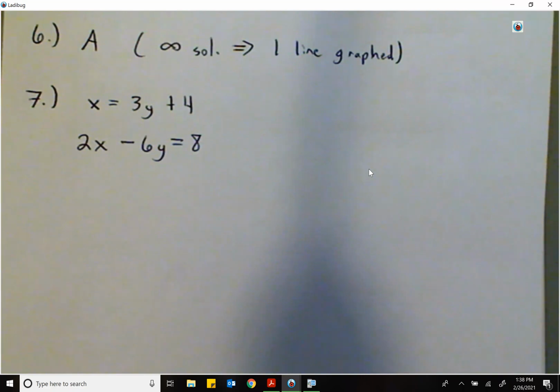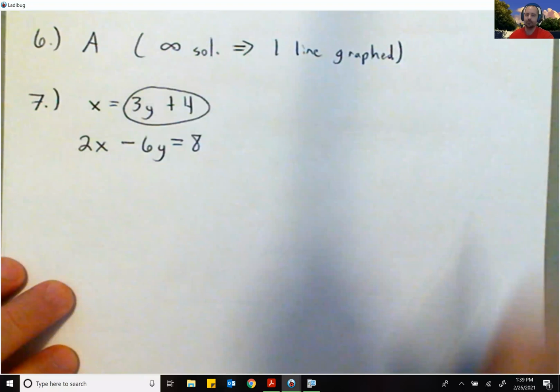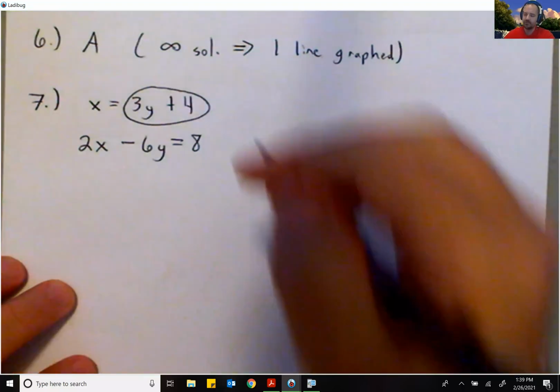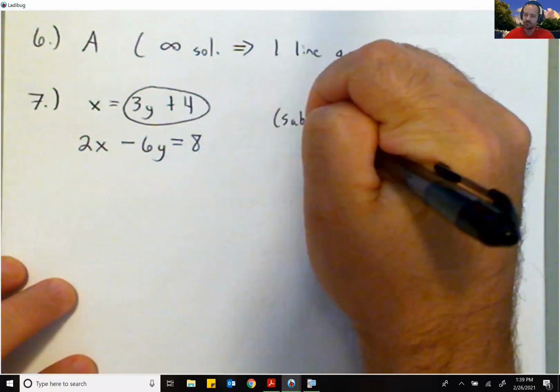Substitution. Absolutely. I would do substitution. Why? Because one of the variables is already solved. What variable do we already know? X. We already know what x is. X is 3y plus 4. I would definitely do substitution.